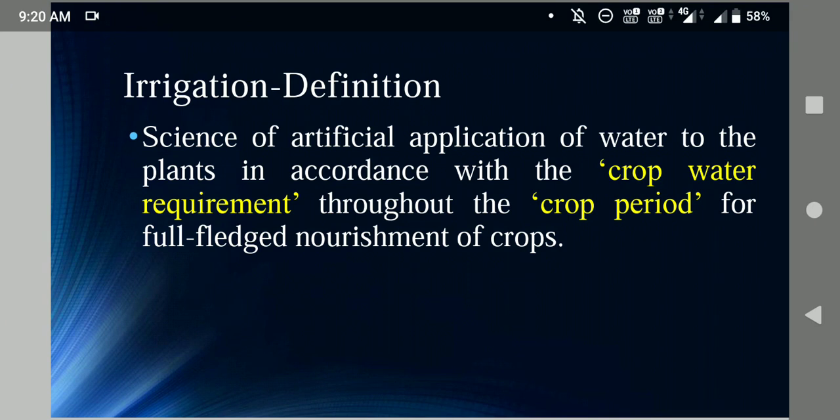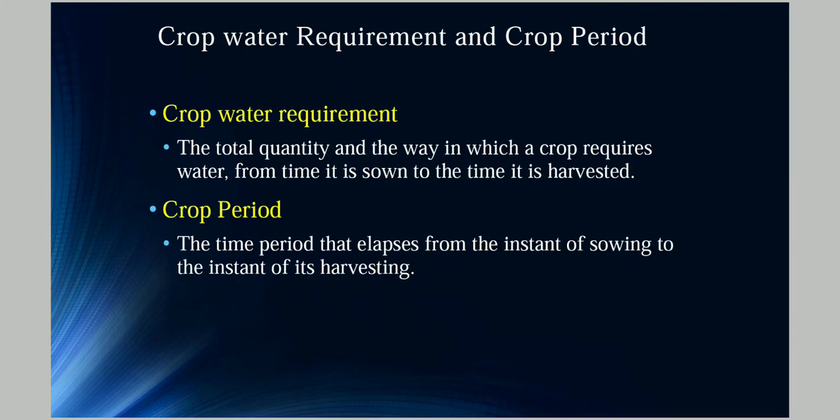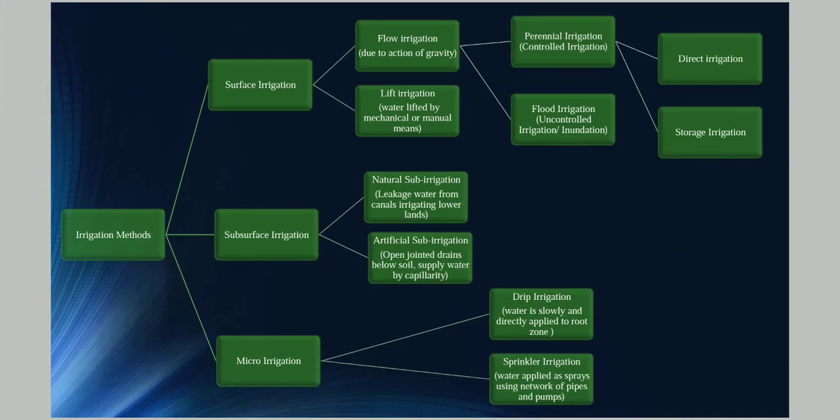So as we all know, irrigation is the science of artificial application of water to the plants in accordance with the crop water requirement throughout the crop period for full-fledged nourishment of crops. Crop water requirement is the total quantity and the way in which a crop requires water from the time it's sown to the time of its harvesting. And the crop period is the time that elapses between the time of sowing and the instant of its harvesting. So now we come to irrigation methods.